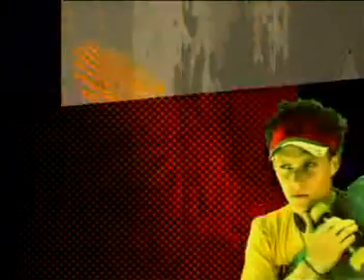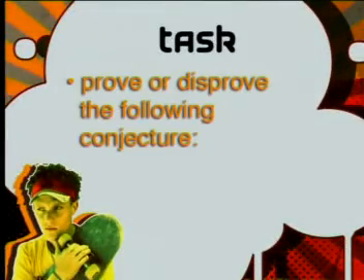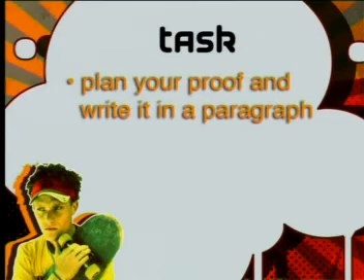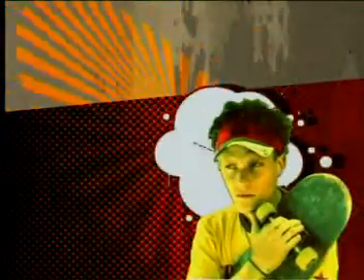Now it is your turn to try out these ideas. Prove or disprove the following conjecture. The diagonals of a kite bisect the angles of the kite. Plan your proof and write it in a paragraph.